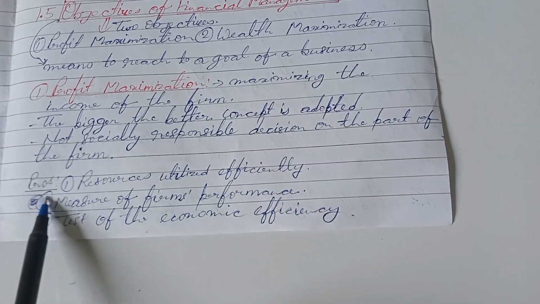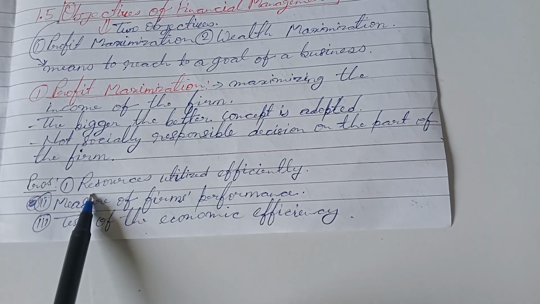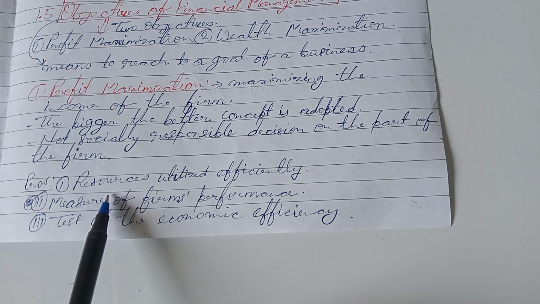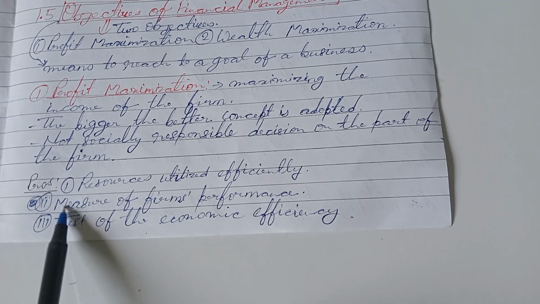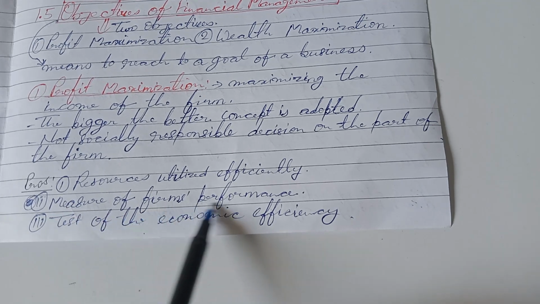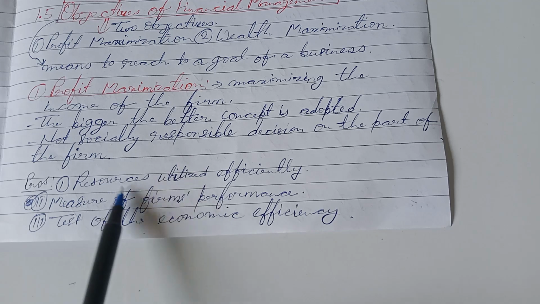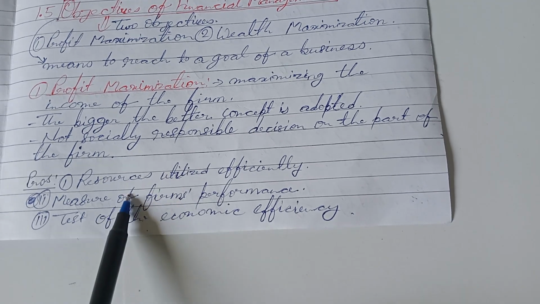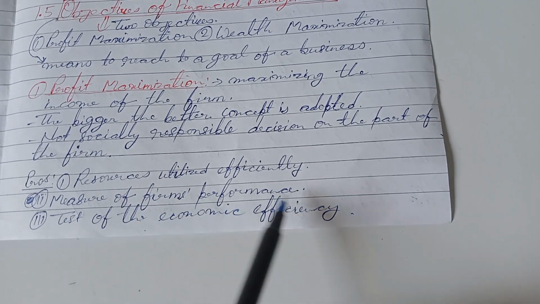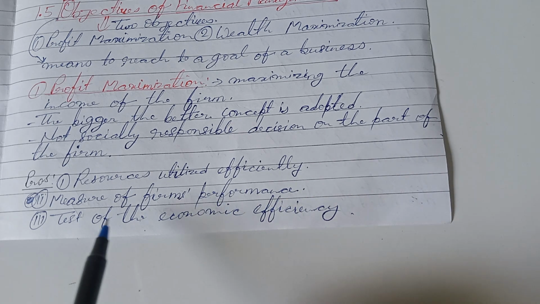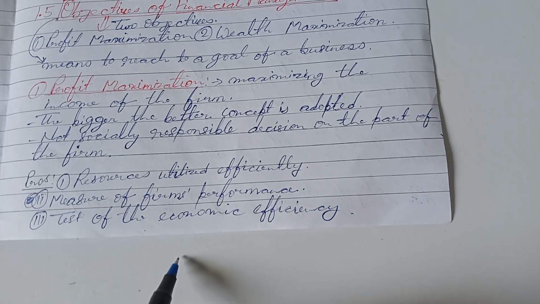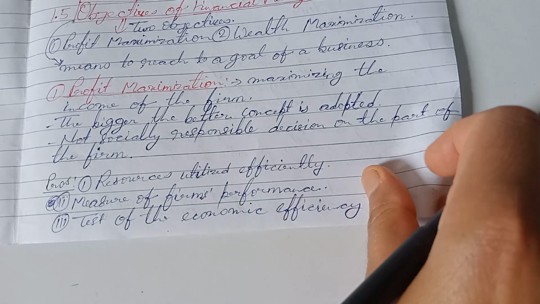So what are pros? Pros are given. The first pro given is resources utilized efficiently under profit maximization. And second, measure of firm's performance. This means by measuring the profit or the income of the firm, we can measure the firm's performance. If there is more income, then we can say that it is better performance. Okay, test of the economic efficiency. It means if there is more income, we can say that it is more economically efficient.